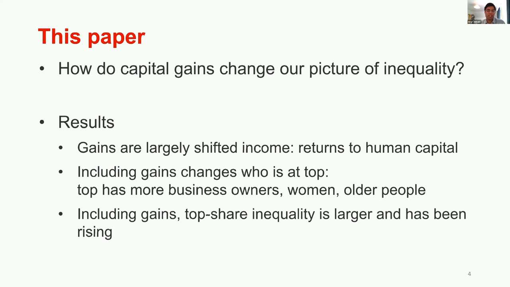Our key headline results that I'll focus on for today are, firstly, that gains really are largely shifted income. One of the open questions is, if gains are really a very different kind of return to income, maybe we don't want to include them. I'll show you that more than half of all gains are really what we might think of as returns to human capital. So really they're labor income that's been moved into the form of gains. And that's important because it becomes hard then to see why you want to treat them very differently to other forms of things that are captured by fiscal income.